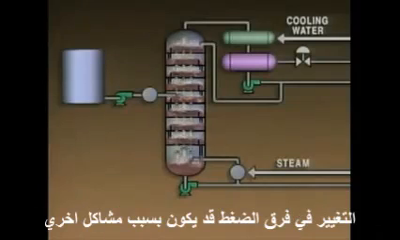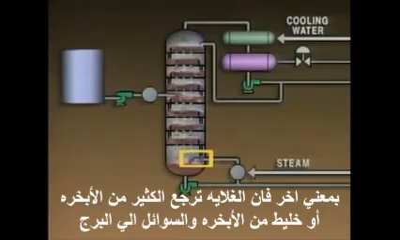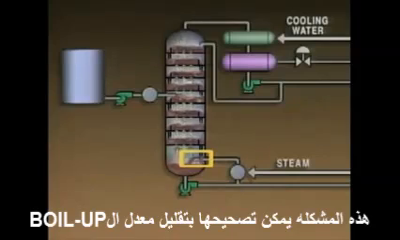Now, changes in the tower's differential pressure may be caused by other problems. For example, if the differential pressure increases, the boil-up rate may be too high. In other words, the reboiler may be returning too much vapor or vapor-liquid mixture to the tower. This problem can be corrected by reducing the boil-up rate.